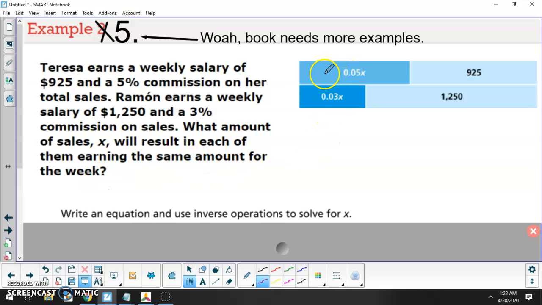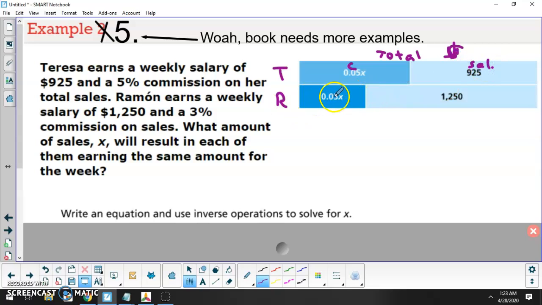There's a little bar diagram here. Teresa is on the top bar and Ramon is on the bottom bar. Now 5% of her sales would be represented as 0.05 times x, and you're including the 925 salary, which you get no matter what. This bar represents the total amount of money they make, which includes salary and commission. This is the commission part, and this is the salary part here. So just put sal on this side.